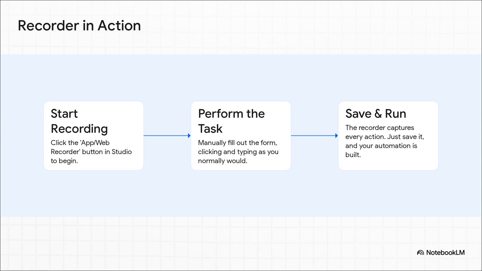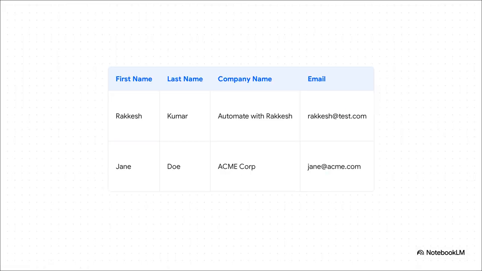You literally just press the record button in Studio. Then you just do the task yourself on the website. You click in the boxes, you type the text, you do it exactly as you normally would. And all the while, the recorder is watching you, capturing every single move. When you're done, you just hit save, and poof, the entire automation is built for you. It's amazing. So to show this off, the source material uses this really clever website called rpachallenge.com.